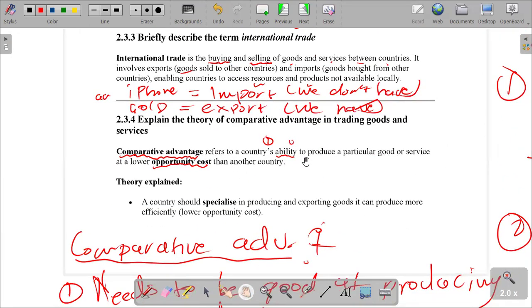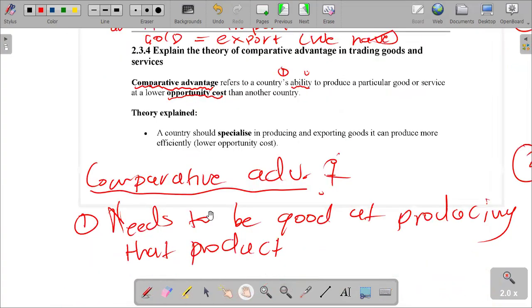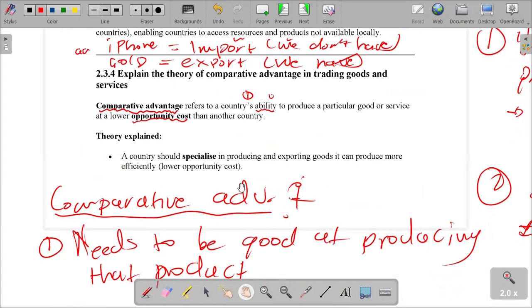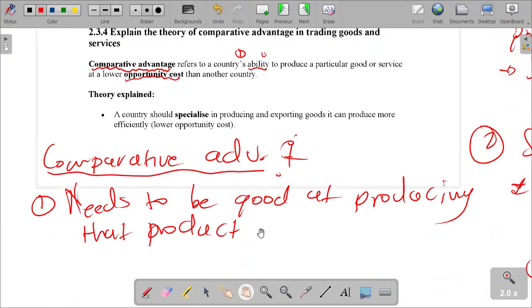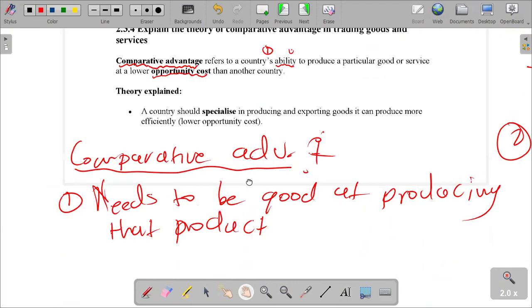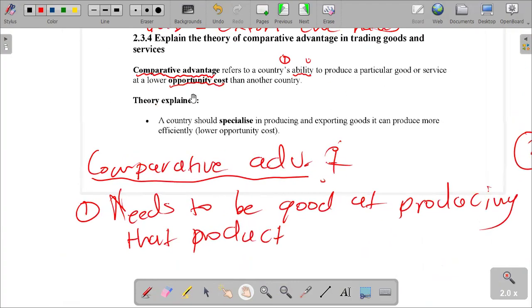It refers to the ability to produce a particular good or service. Number one, they need to be good at producing. So to achieve comparative advantage, number one, a country needs to be good at producing that product. And then the second one, they must produce this product at a lower opportunity cost. At a what? A lower opportunity cost.